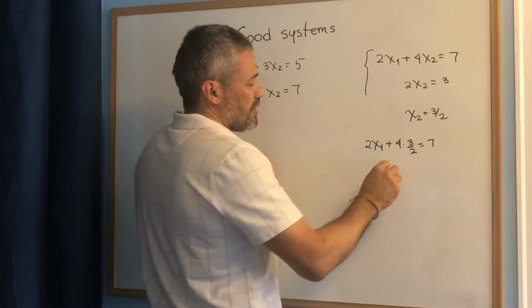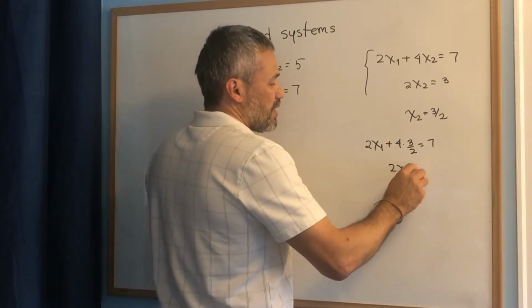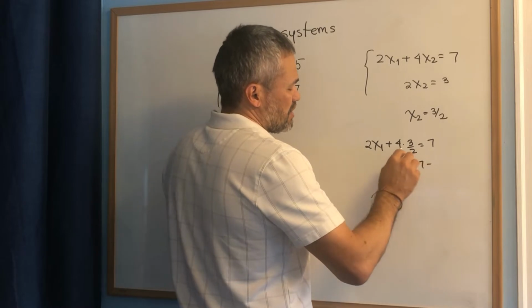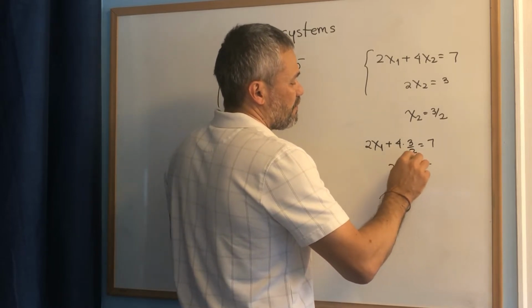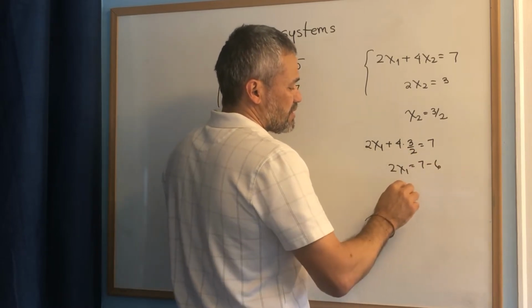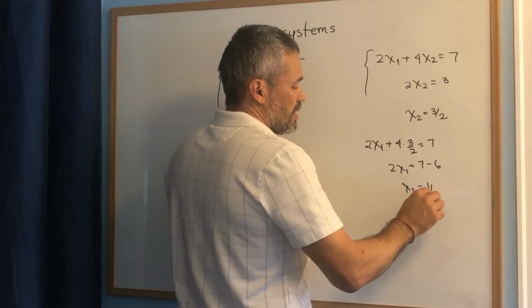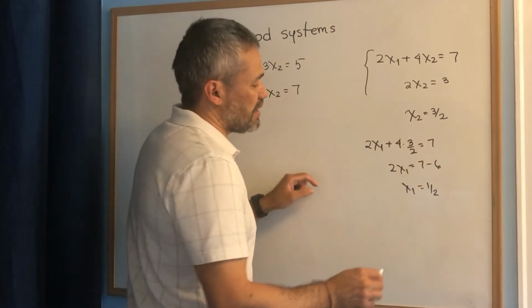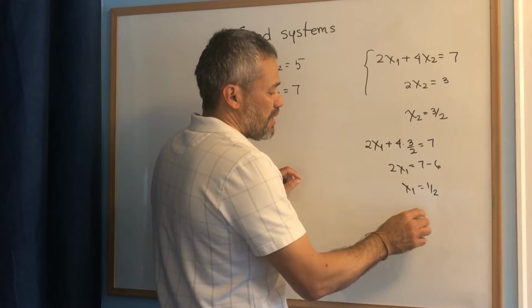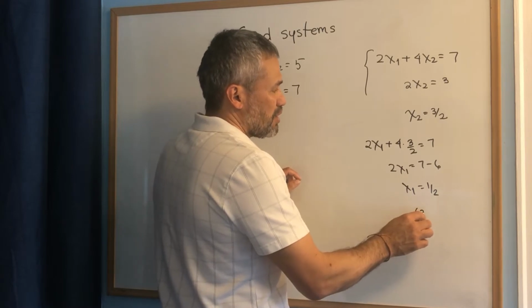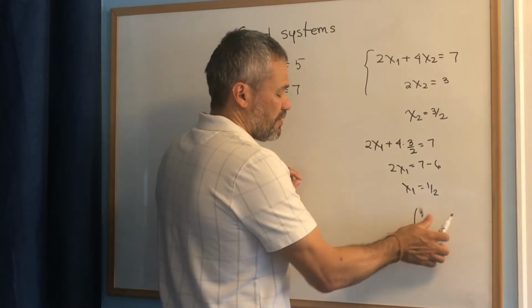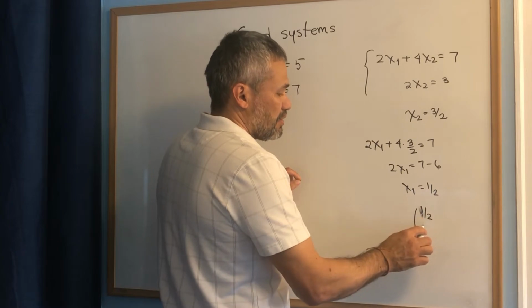equal to 7. That means that 2x1 is 7 minus, here we have minus 6, and that means that x1 is 1/2. That means that one solution for this system is the point 1/2 and 3/2.